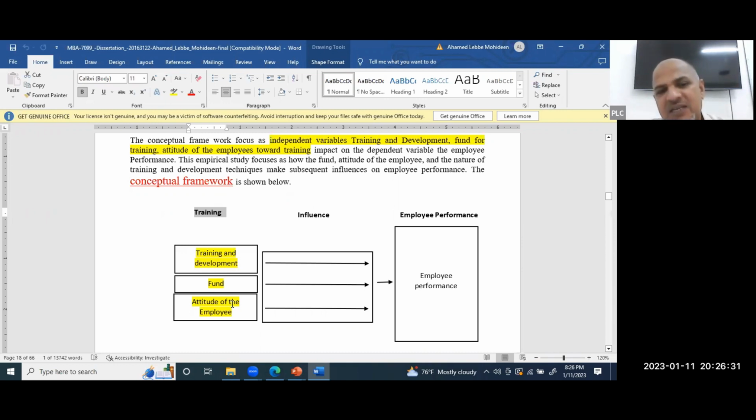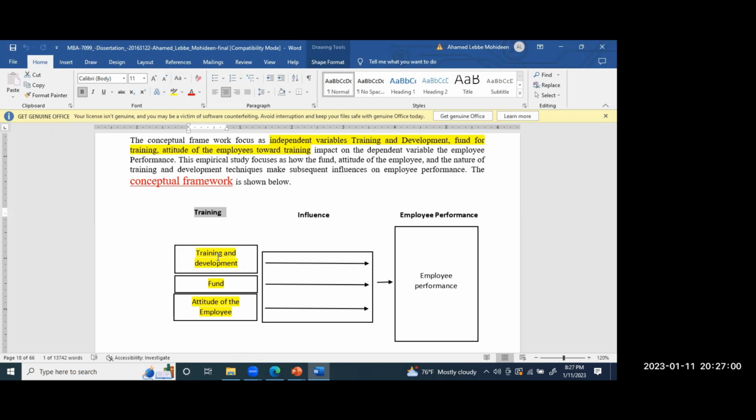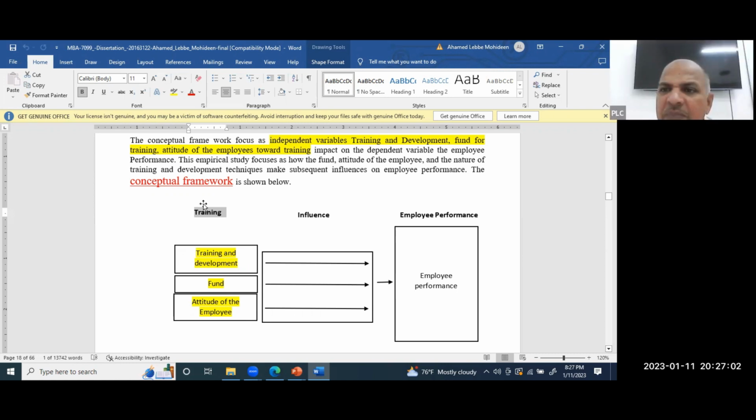Attitude of the employee at the training is also going to affect employee performance. See, now I have taken these three variables, how they are affecting the employee performance, and at what level they are affecting. So I have identified. You understand? Yes, sir. So I have taken these independent variables and check how they are correlated.